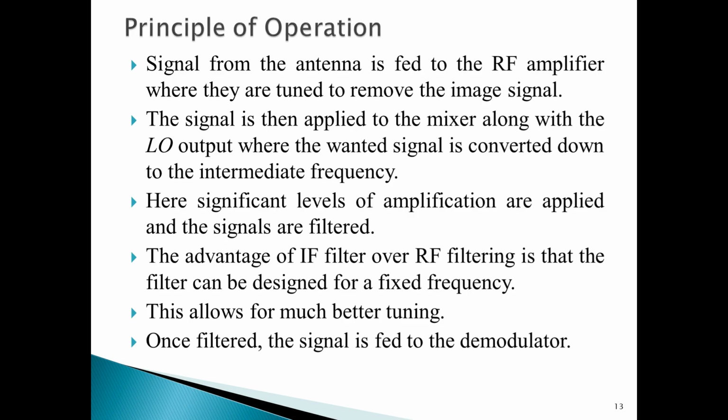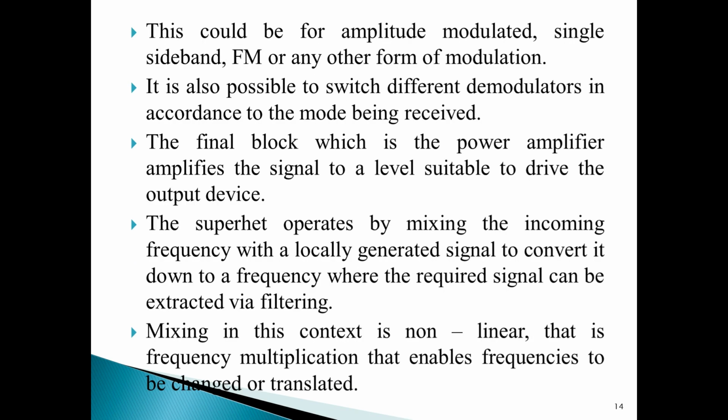The advantage of IF filtering over RF filtering is that the filter can be designed for a fixed frequency. This allows for much better tuning. Once filtered, the signal is fed to the demodulator. This could be for amplitude modulated, single sideband, FM, or any other form of modulation. It is also possible to switch different demodulators in accordance with the mode being received. The final block, which is the power amplifier, amplifies the signal to a level suitable to drive the output device.